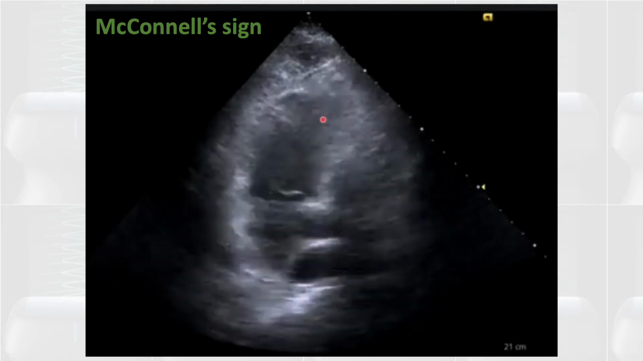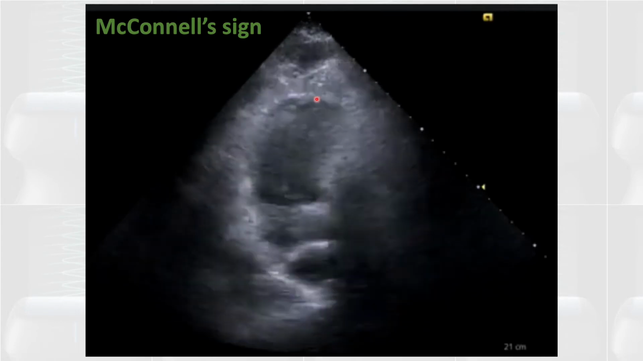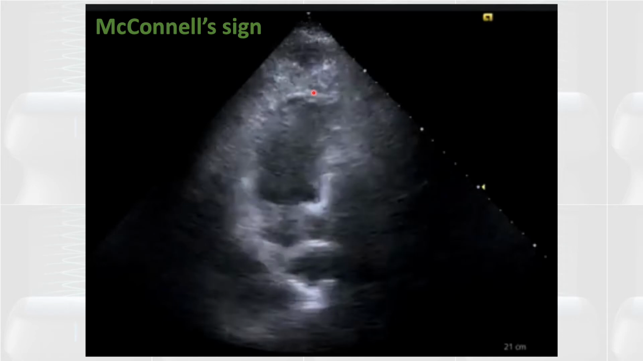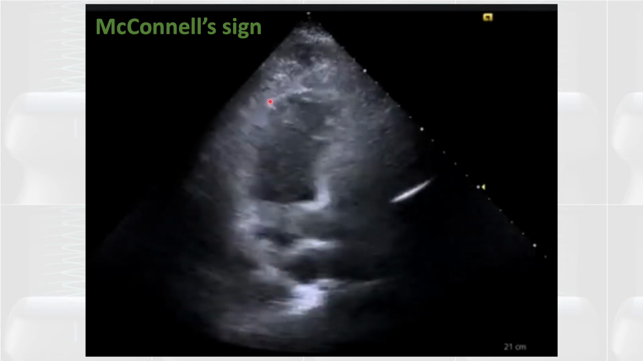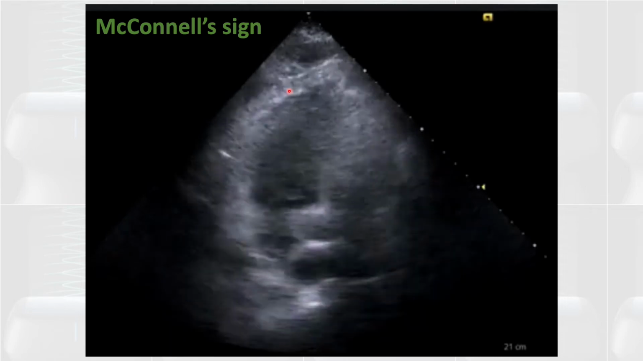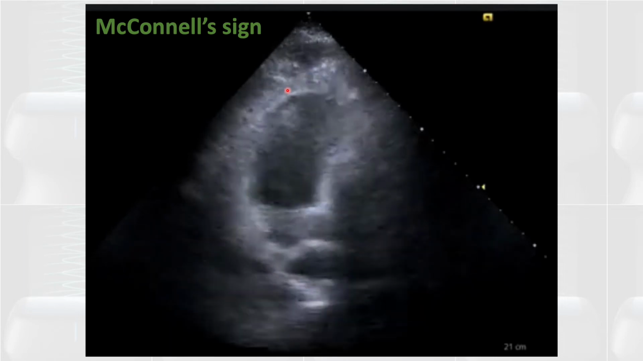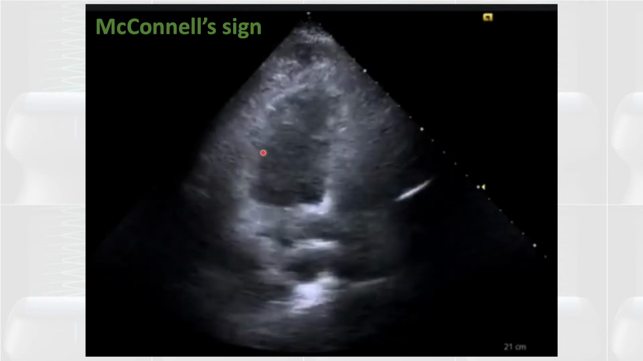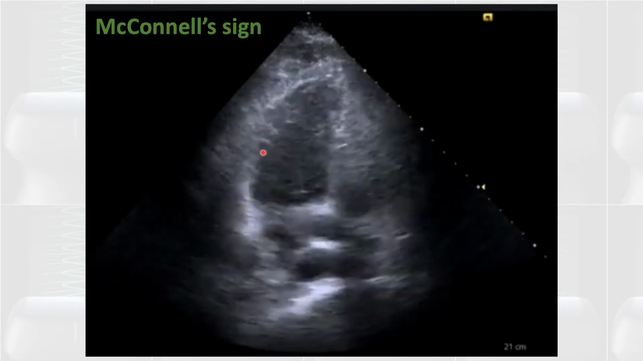This is just another video, maybe a clearer one. You see the right ventricular apex contracting really well compared to the rest of the right ventricular free wall, which is not really contracting that well. So this is a positive McConnell sign, which has high specificity.